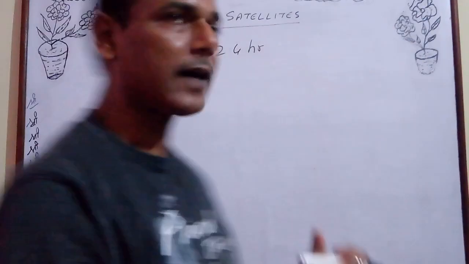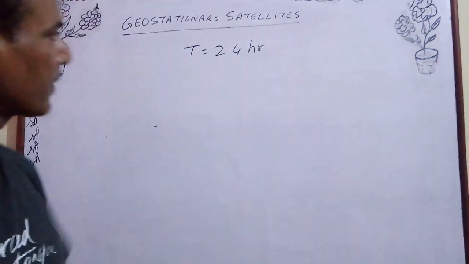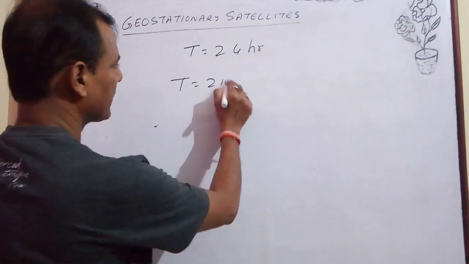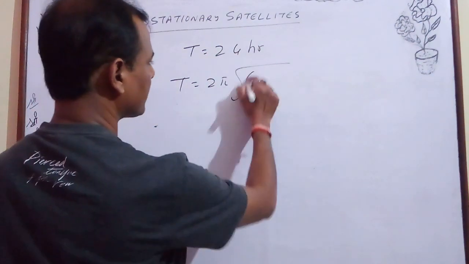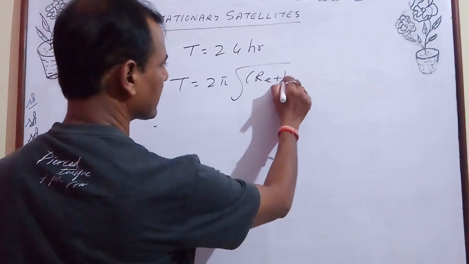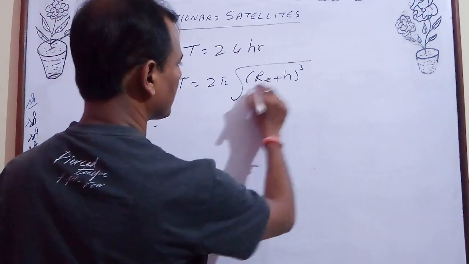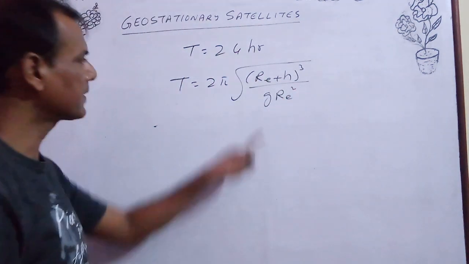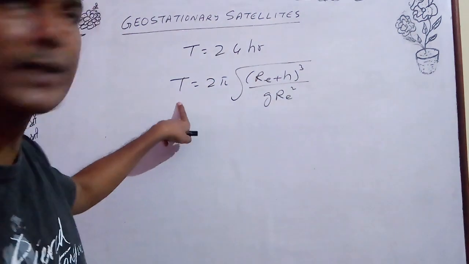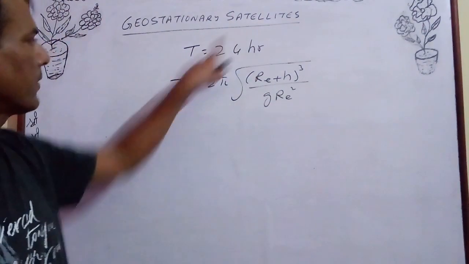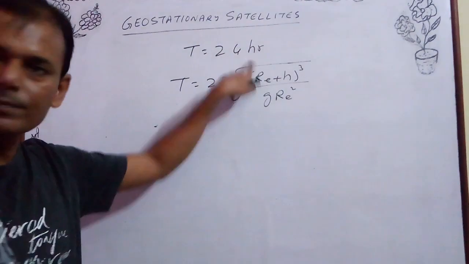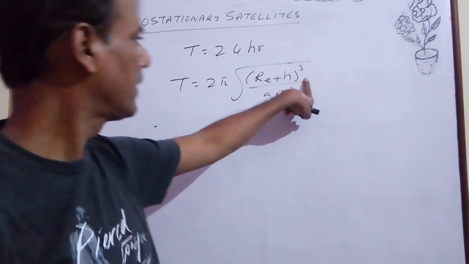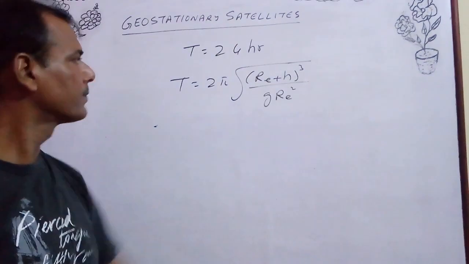Now, in order to find the height of this satellite, we use the formula T equals 2 pi under root (Re plus H) whole cube upon G Re square. This we had seen in the last video. This is the formula for time period. Now for this satellite, T is 24 hours. Re is the radius of Earth, H is the height of the satellite. We want to find the height of the satellite.